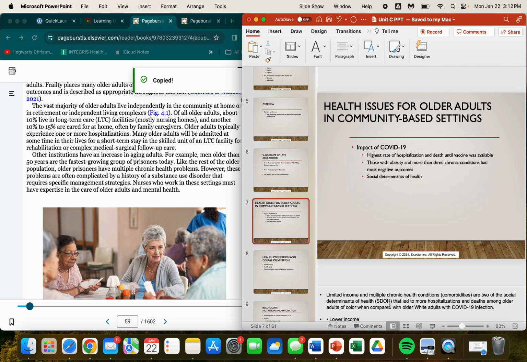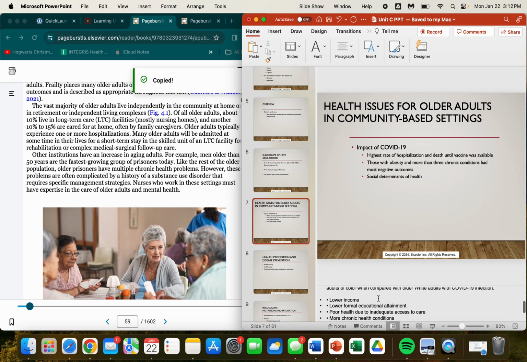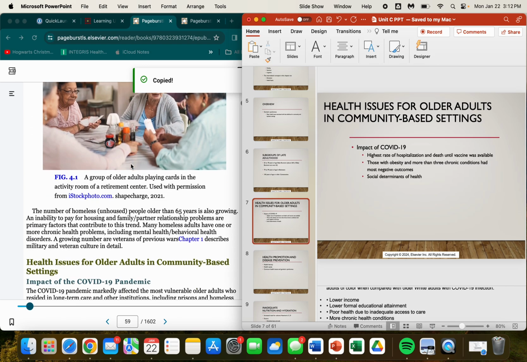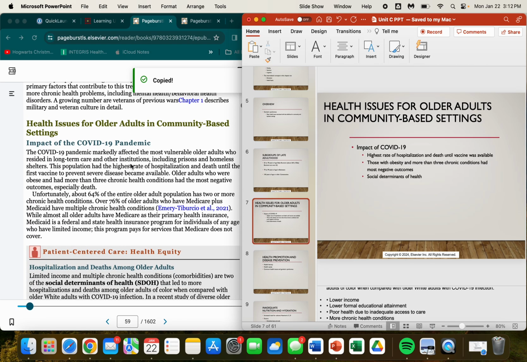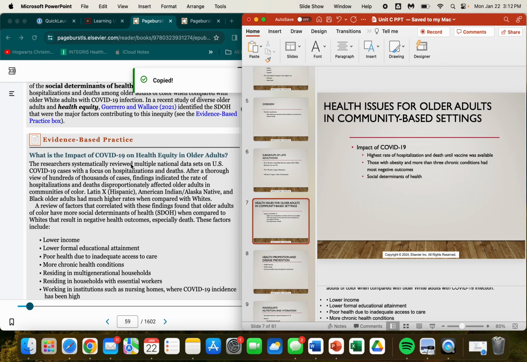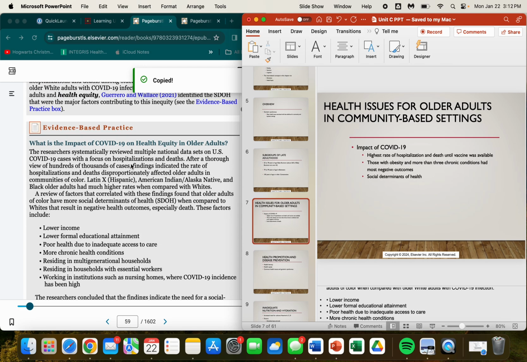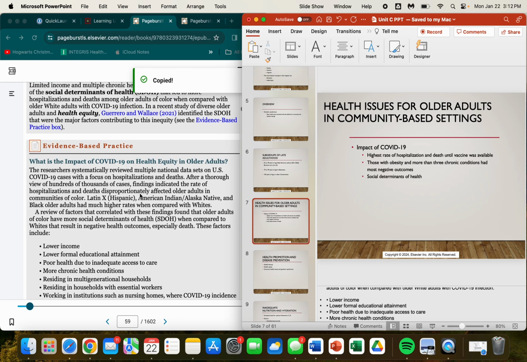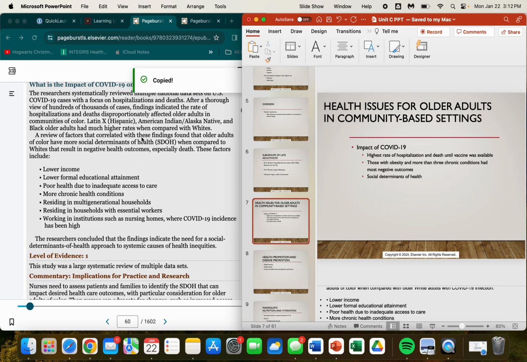Limited income and multiple chronic health conditions are two of the social determinants of health. We'll talk about social determinants of health here in just a little bit more. They led to more hospitalizations and deaths among older adults of color when compared with older white adults with COVID-19 infections. So these social determinants of health particularly impacted older adults when it came to COVID-19, and we saw those patients who had more social determinants of health experiencing COVID-19 at larger rates.